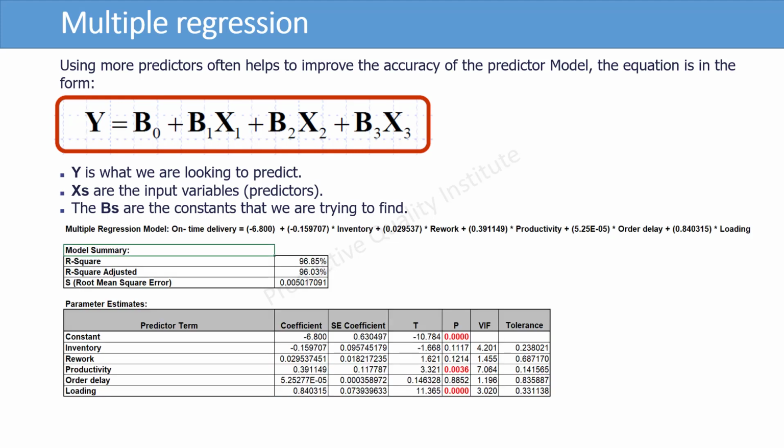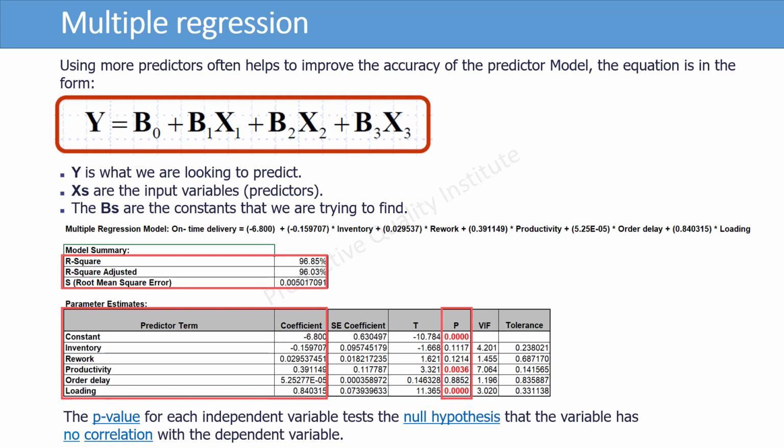The generated table includes the following: the r-squared, adjusted r-squared, and standard error, the coefficient of intercept, and the coefficients of all independent variables. It also includes the p-value of all independent variables. The p-value for each independent variable tests the null hypothesis that the variable has no correlation with the dependent variable. If there is no correlation, there is no association between the changes in the independent variable and shifts in the dependent variable.